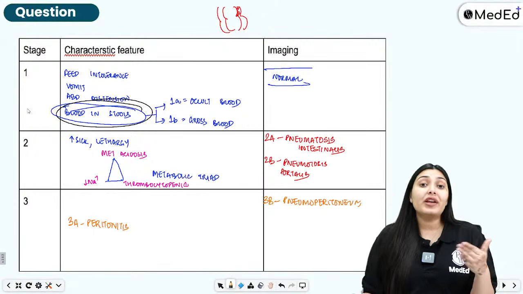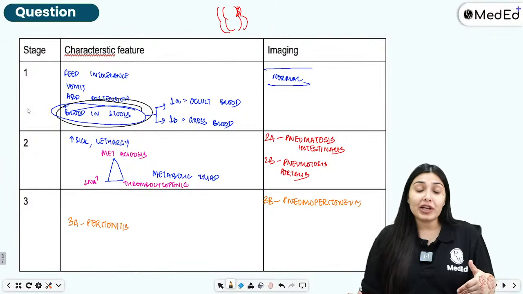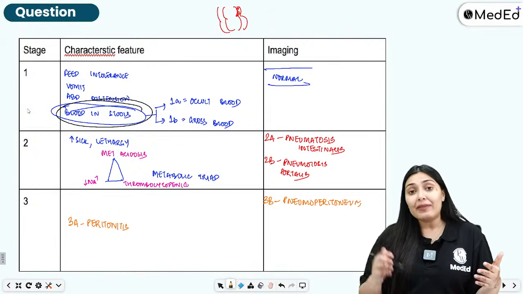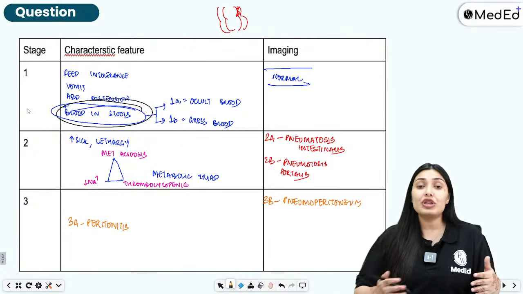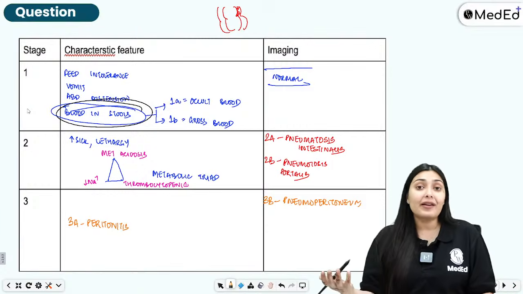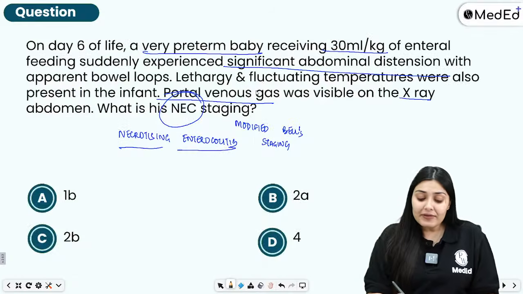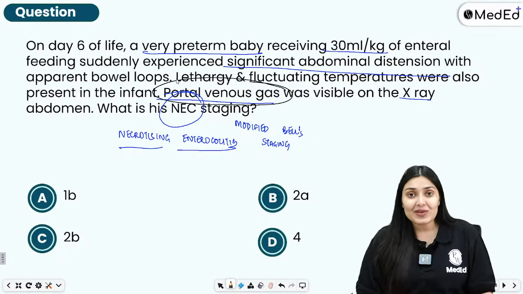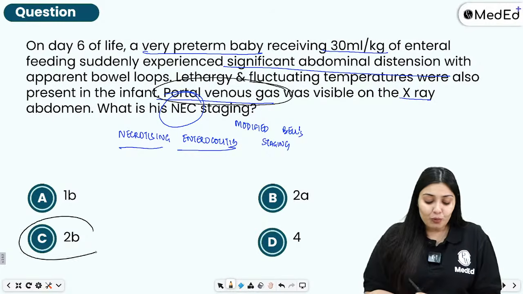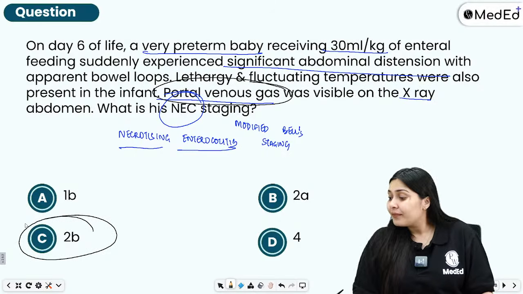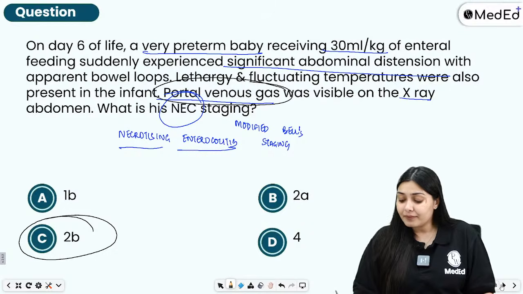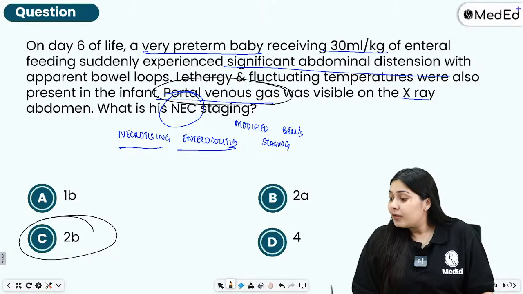Then we have 3A, 3B. 3A is a clinical feature, peritonitis, and 3B is full-blown perforation, pneumoperitoneum, that is air under the diaphragm you see on X-ray. So in this question, we have seen portal venous gas. So this is nothing but stage 2B. Okay.